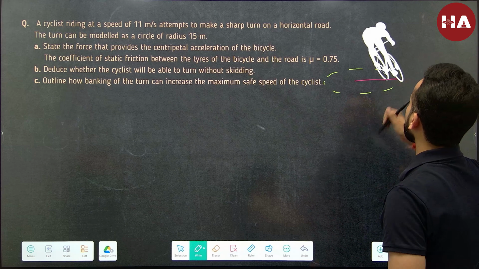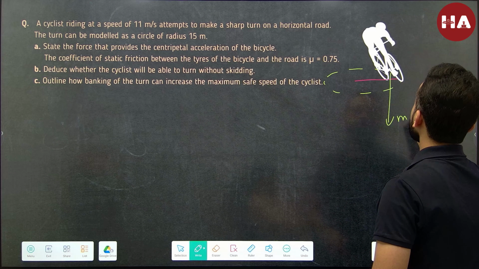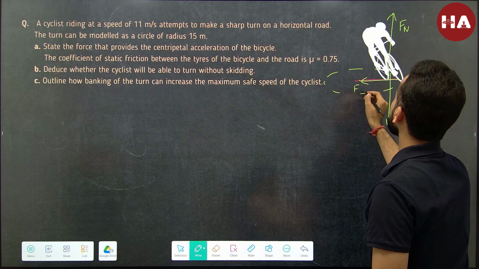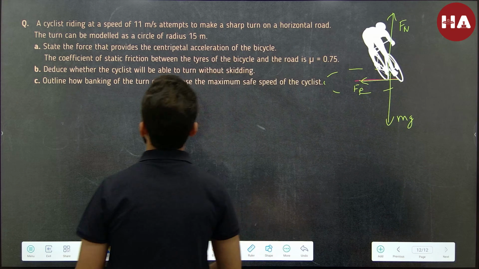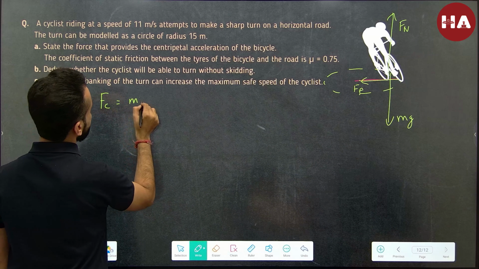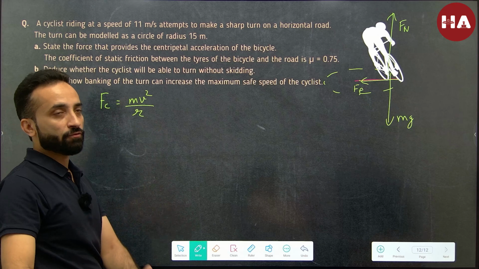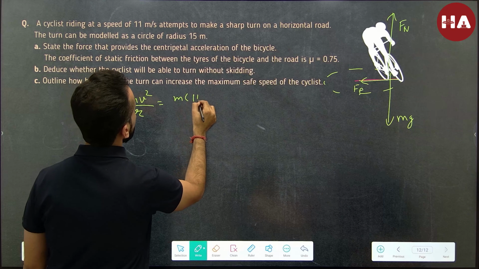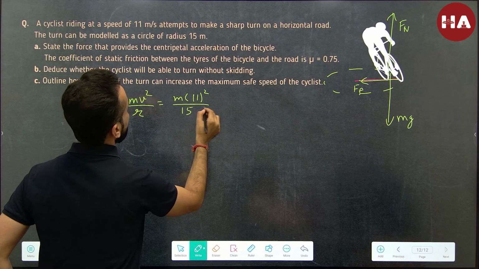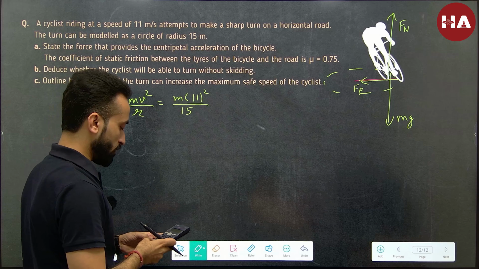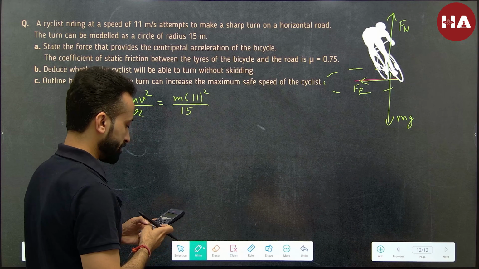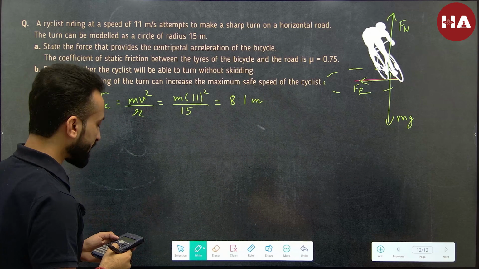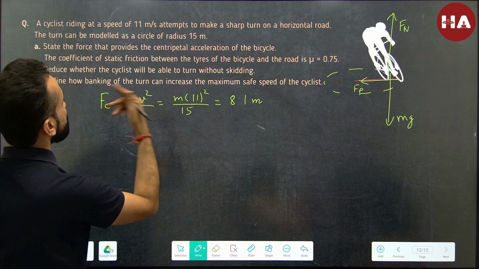All right, so let's draw the free body diagram. Again, first let's assume that the cyclist is vertical. So mg, Fn, and the force that is going to help you take the turn is going to be the force of friction. So what is the centripetal force needed? I hope you have attempted this by pausing the video and then only watching the solution. The mass of the cycle is not given. v square is 11 square and r is 15. So when we solve this, it's 121 divided by 15, that is 8.1, so 8.1 times m. That is the necessary centripetal force needed to take the turn at this pace.